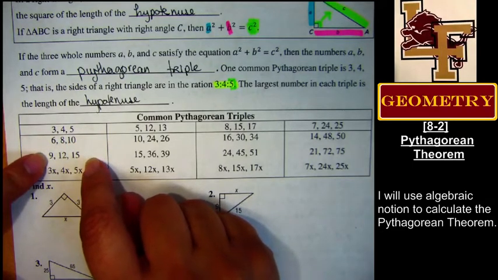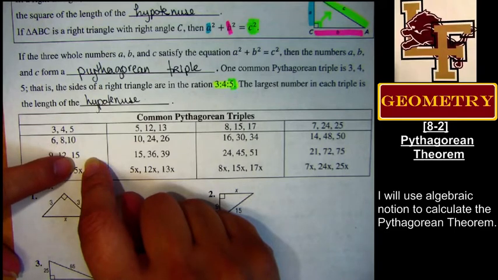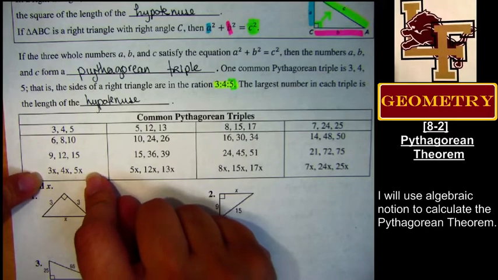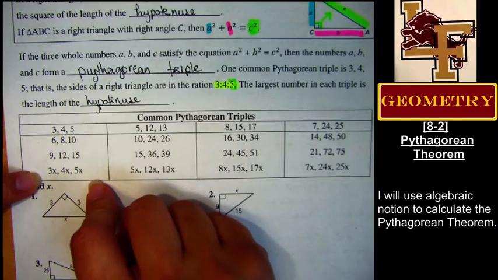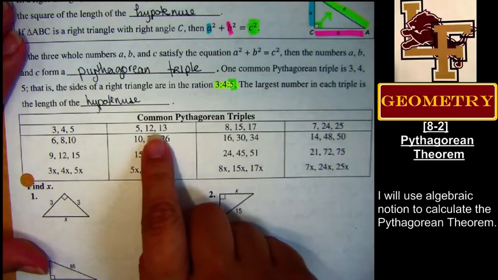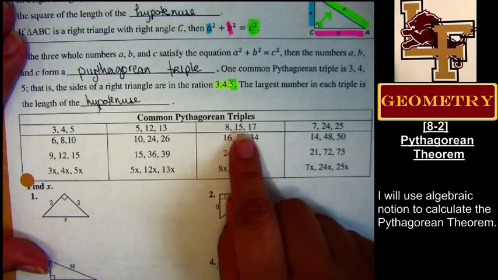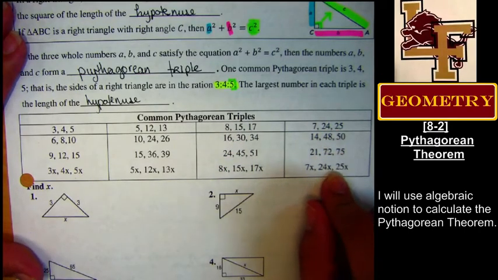This next one, also in that family, but now I multiplied by 3. 3 times 3 is 9. 4 times 3 is 12. 5 times 3 is 15. Okay? And so I can create any number of Pythagorean triples in this family that I want, just by taking this ratio and multiplying it by whatever number I'm feeling like that day. Here's another family, same idea, and another, same idea, and another, same idea.